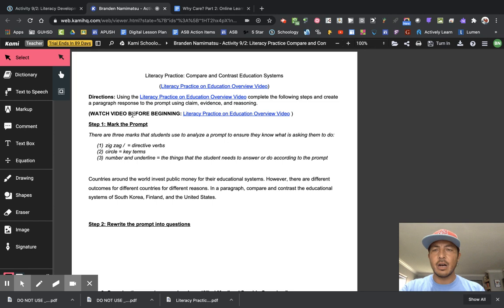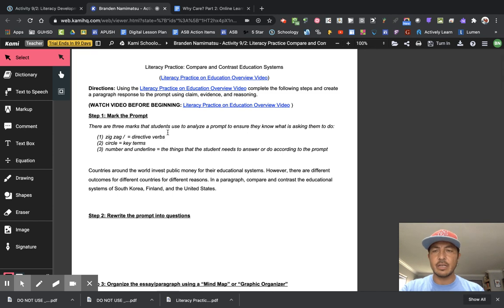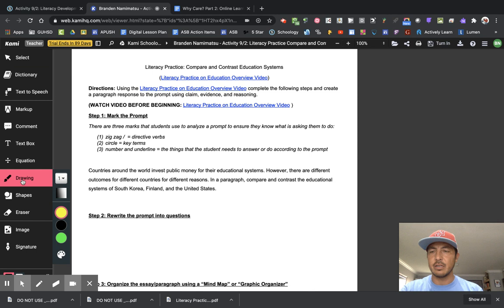Under here, we have this assignment, and there are 3 marks that students use to analyze a prompt. This is the prompt right here. One is a zigzag, where we're going to zigzag. So I'll show you how to do a zigzag. Under drawing, I'm going to use the color black because I like doing that. You can go underneath it and actually perform a zigzag. Now, I know that's really bad.